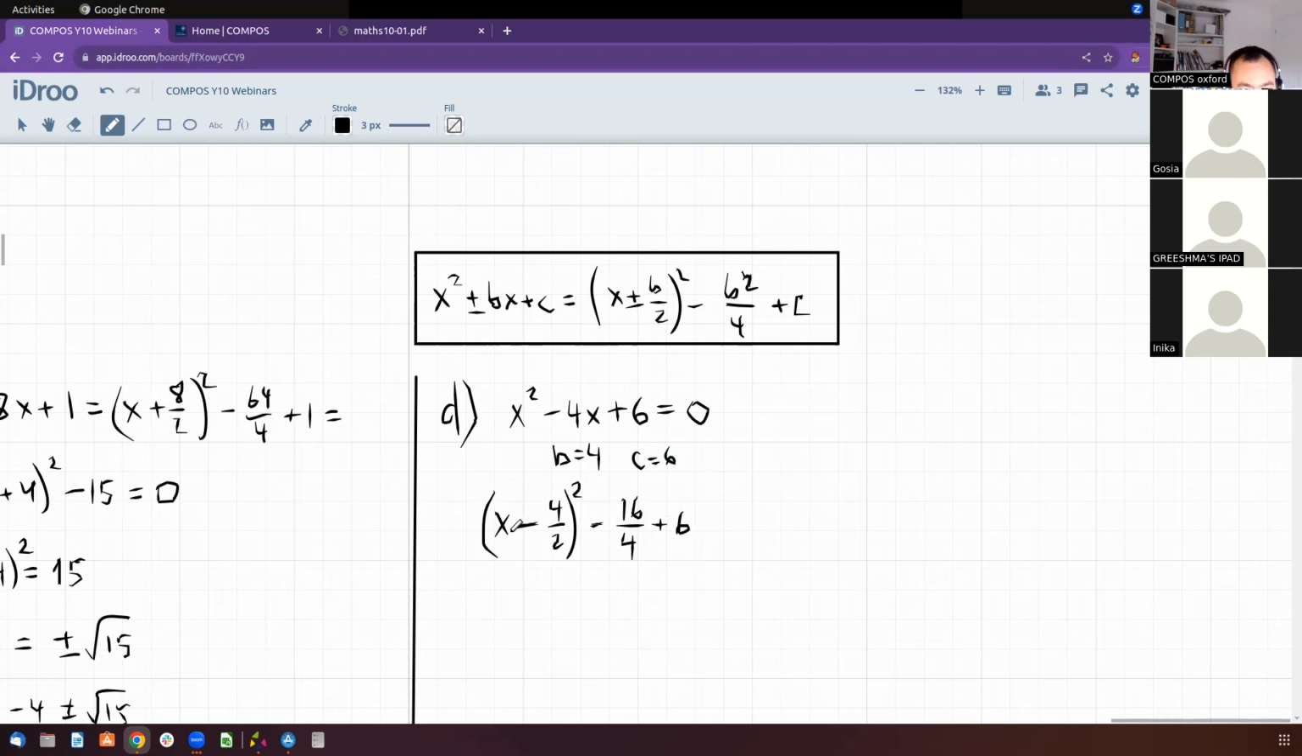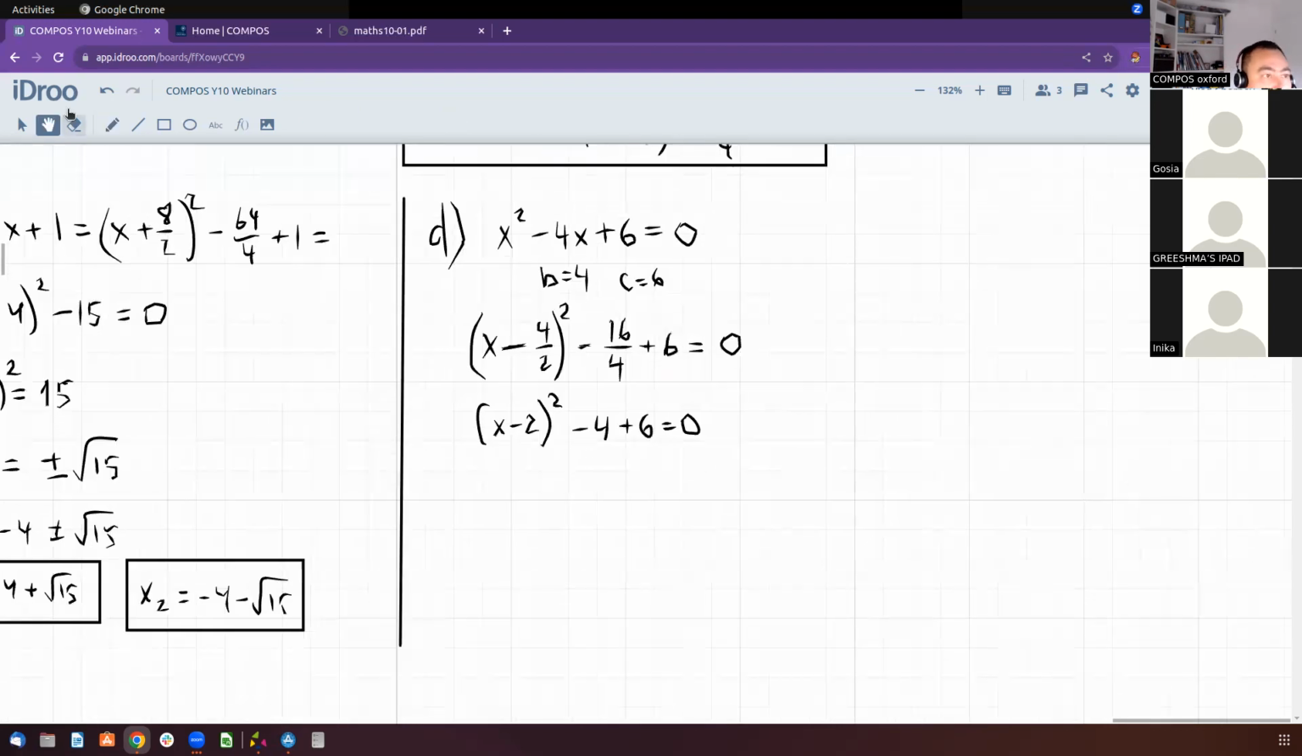Therefore, I have equals 0. It still equals 0. So x minus 4 over 2 is 2. So it's going to be x minus 2 squared. 16 over 4 is 4. So minus 4 plus 6. So minus 4 plus 6 equals 0. So x minus 2 squared, and then minus 4 plus 6. So it's going to be plus 2 equals 0.